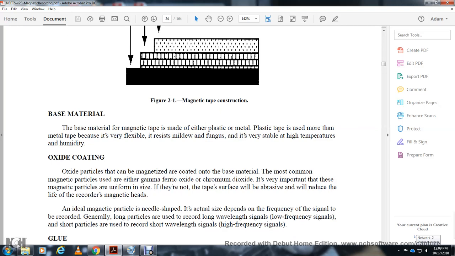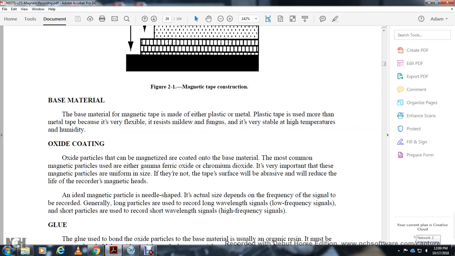The most common magnetic particles are either gamma ferric oxide or chromium dioxide. It is very important that these magnetic properties be uniform, otherwise the tape surface will wear down, reducing the life of the recording. The ideal magnetic particle is needle-shaped, with the actual size depending on the frequency of the signal to be recorded. Long particles are used to record long wavelength signals, low frequency signals, and short particles are used to record short wavelength signals, high frequency signals.